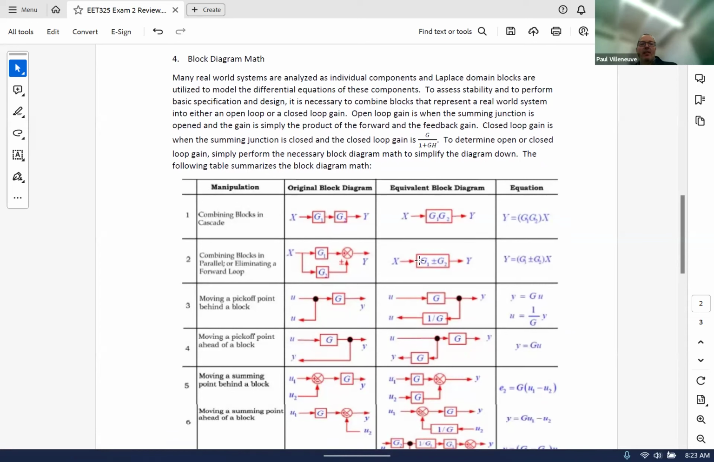Okay. Block diagram math. Hopefully pretty straightforward and simple. So block diagram math is just combining blocks and simplifying them down to hopefully end up with just one feedforward path. And when you do that, you can find the characteristic equation. So all this work that we've been doing is all hinging on being able to get the characteristic equation.